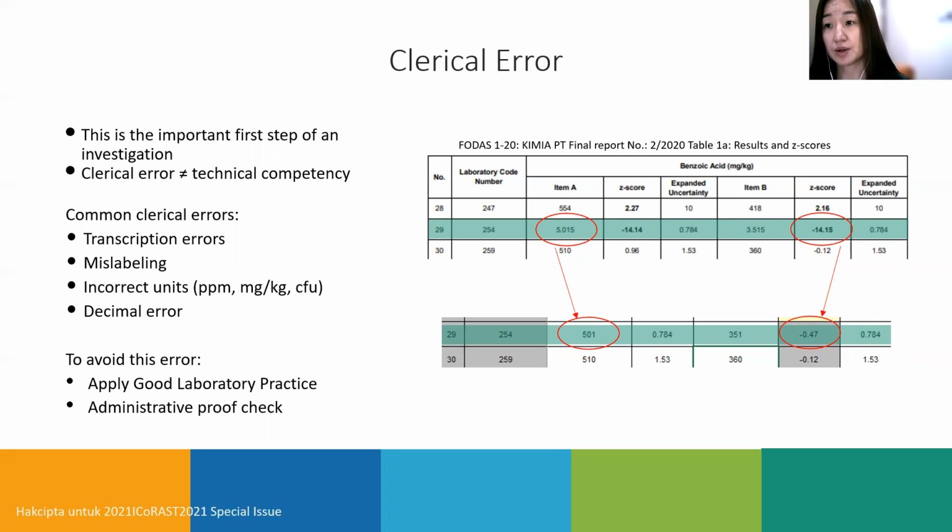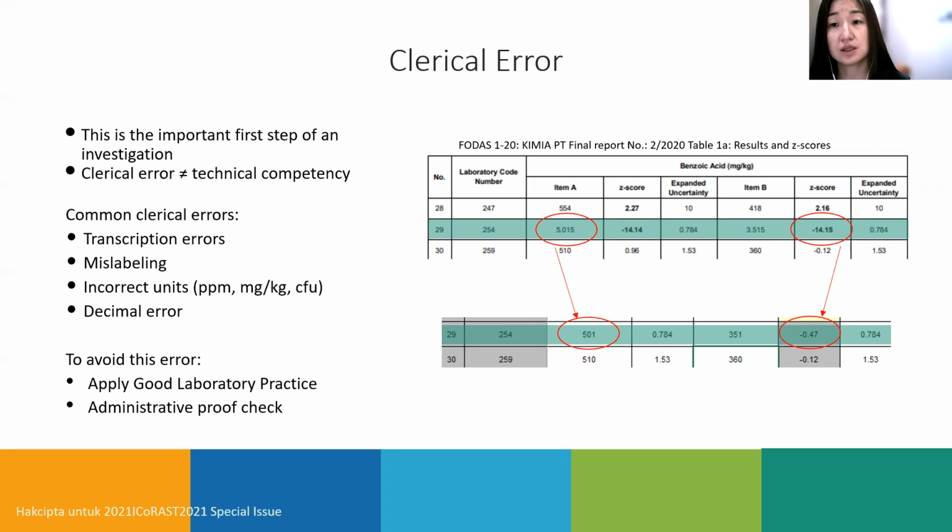This is the final report, table 1A, which shows the result and the Z-score for lab code 254, which is a lab that declared 5.015, and got a very low Z-score, negative 14.14.